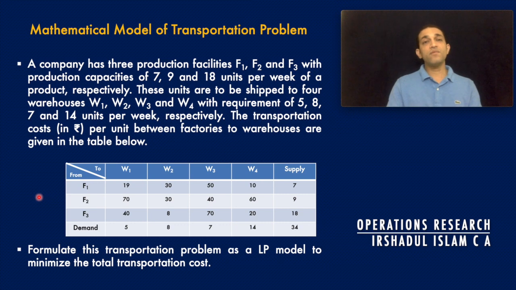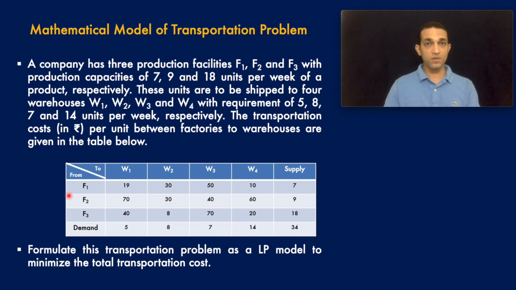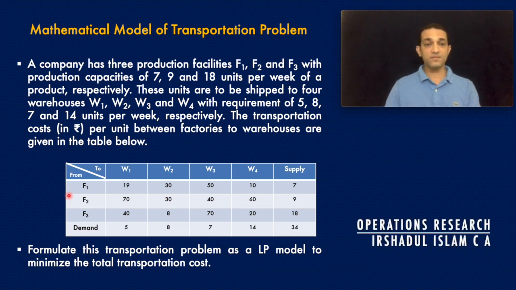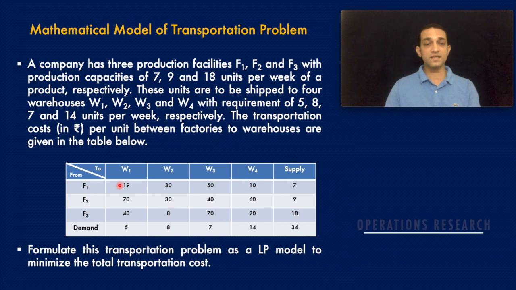So here we want to formulate this problem as a linear programming model. By looking into this table, we can easily understand that there are 3 factories and 4 warehouses. So automatically we will get 3 into 4, there will be 12 routes. In order to represent this as a linear programming problem, we know that there will be 12 decision variables. X11, the number of units of transporting product from first factory to first warehouse, that is X11.